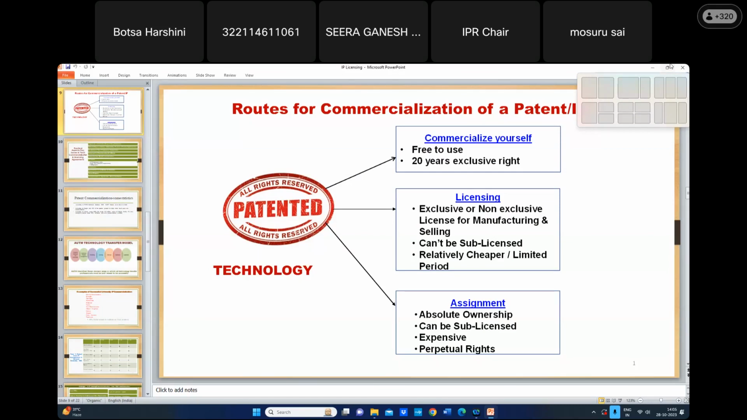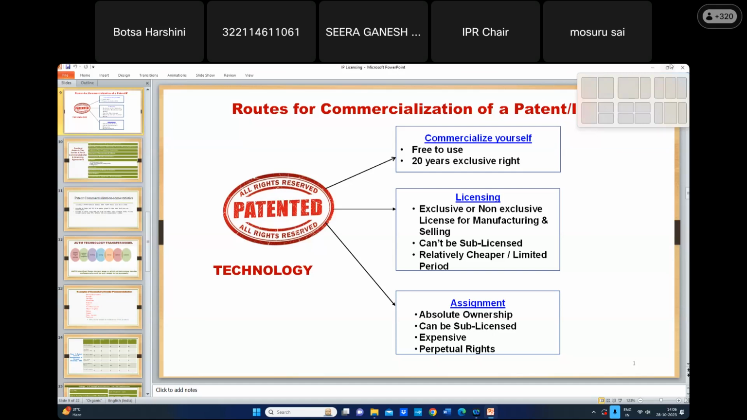But when you want to use that knowledge, produce that product and service, and you want to bring the product to the market, you are the first person to do it. You can do it yourself free of cost. You don't have to pay any license fee to anyone. So the 20 years is an exclusive right we are enjoying once the patent is granted to you. So that exclusivity will give you a right to commercialize. That is what commercialize yourself means once you have got a patent.